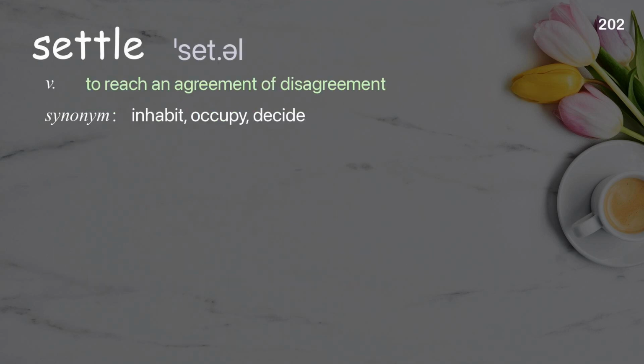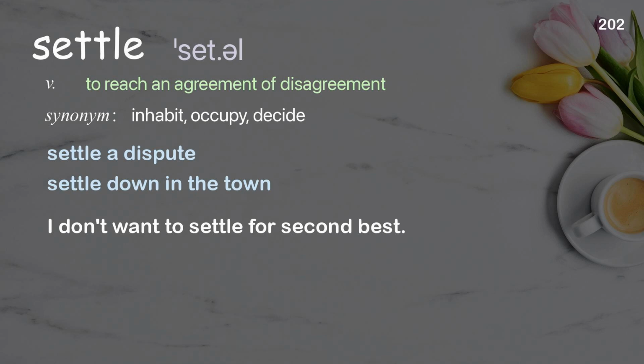Settle. To reach an agreement of disagreement. Examples: Settle a dispute. Settle down in the town. I don't want to settle for second best.